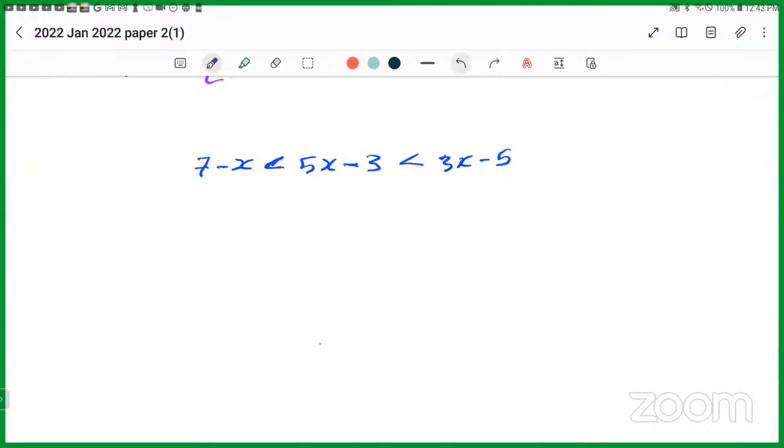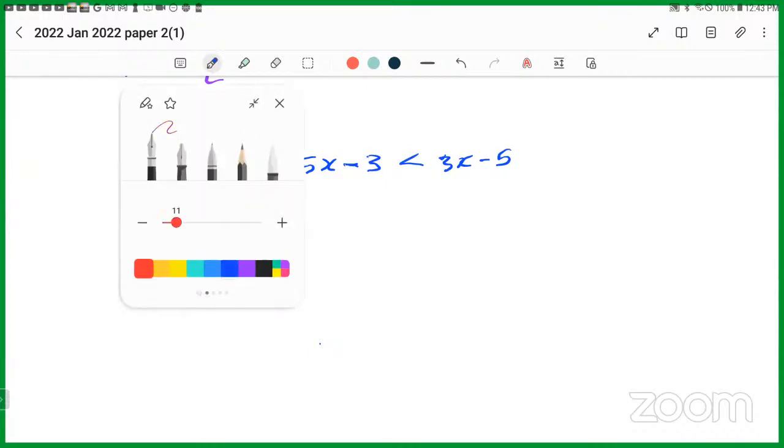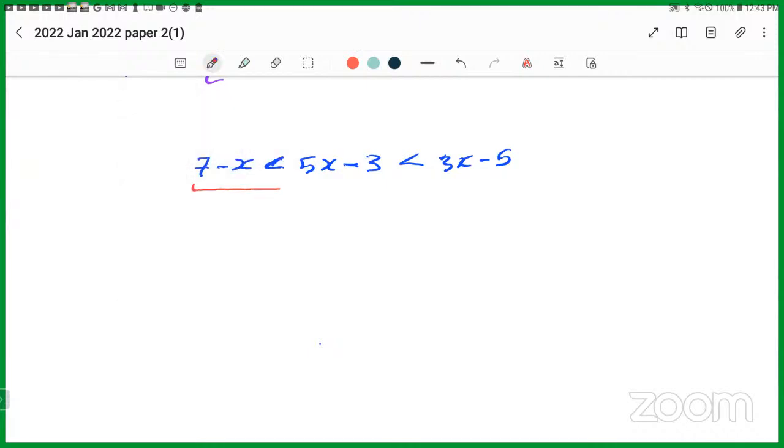You're not able to do the same thing to all three sides and end up with just an x in the middle. Because on this side you have a minus x, and on this side you have a 3x. So anything you do on this side is going to affect this side differently, and vice versa. All right. So when you have a situation like this, what you have to do is break this out into two separate inequalities.